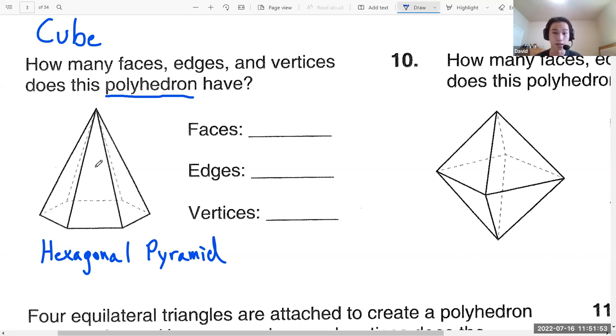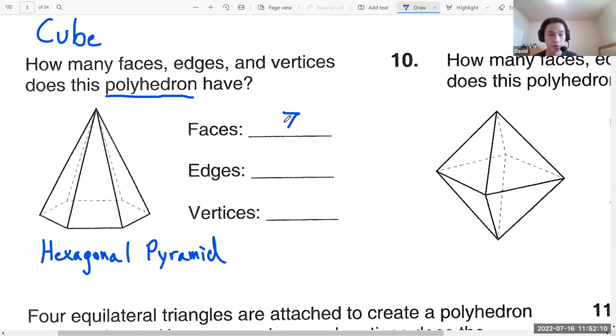Six faces already, but we can't forget our face on the bottom, our hexagon at the bottom. That was not a very good hexagon, but that is a face as well. And it is a special face called the base. So we see that we have seven faces.